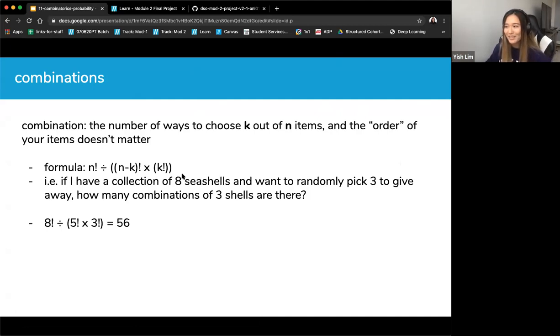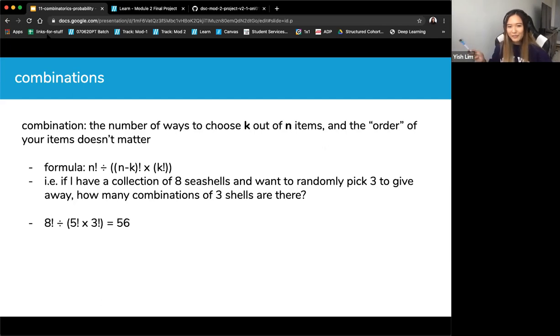This is a formula that I finally memorized after 2 years of learning this, so you don't have to remember this at all. But an example is, let's say I have 8 different seashells and I want to randomly pick 3 to give away. How many combinations of 3 shells are there? Just plugging it into the formula, there are 56 different 3-shell combinations that I can randomly give someone. Does that make sense?